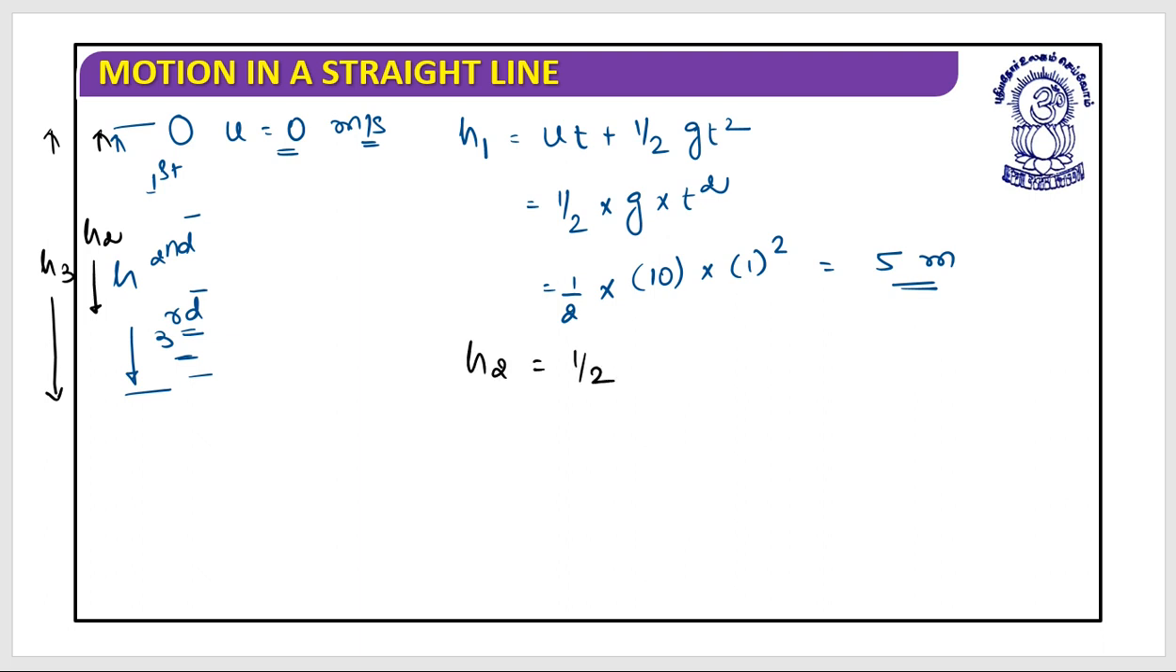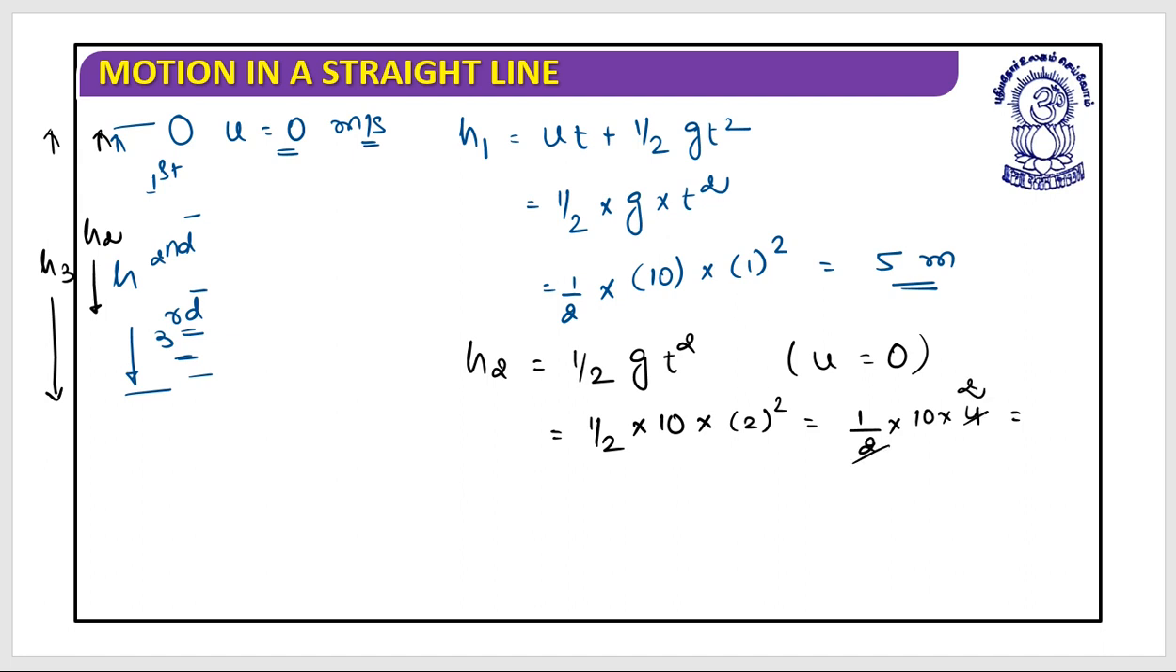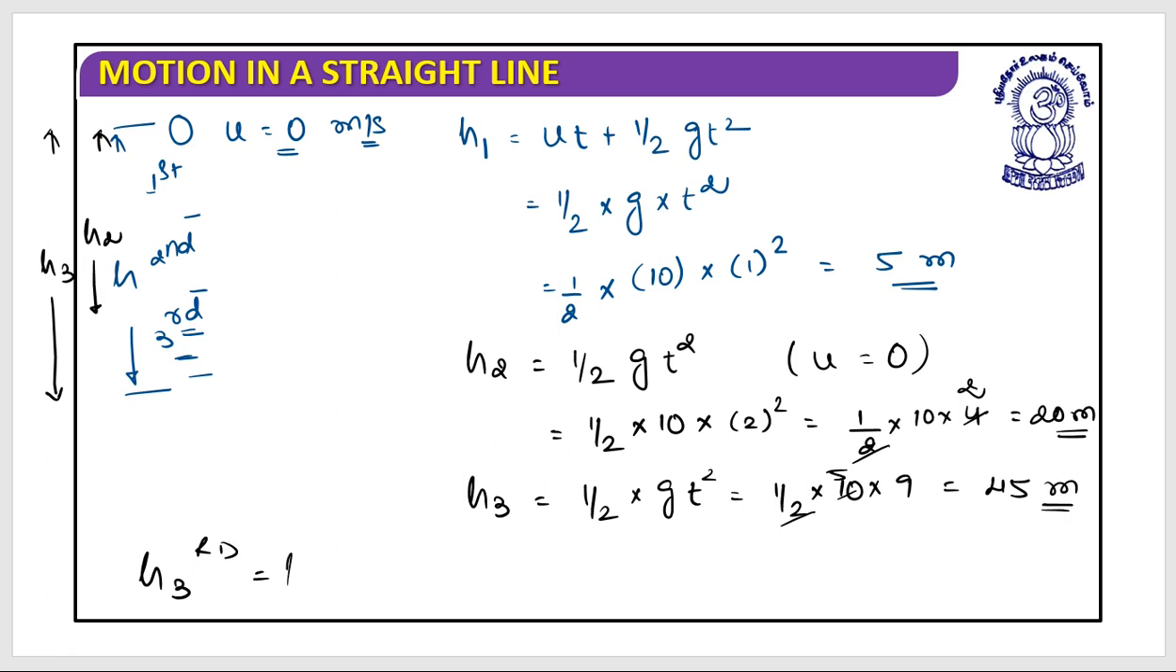h2 is again half into g into t square. I'm directly writing this because I know that u is equal to 0. So this is equal to 1 by 2 into 10 into 2 square, which is 4. So this is 1 by 2 multiplied by 10 multiplied by 4, and this would be 20 meter. And last, h3 is half into g into t square. So this will give me 1 by 2 multiplied by 10 multiplied by 9. 2 5s are 10, and this is 45 meter. So now I want the third second. So the distance traveled in the third second would be equal to h3 minus h2. It would be 45 minus 20, and that comes to 25 meter.